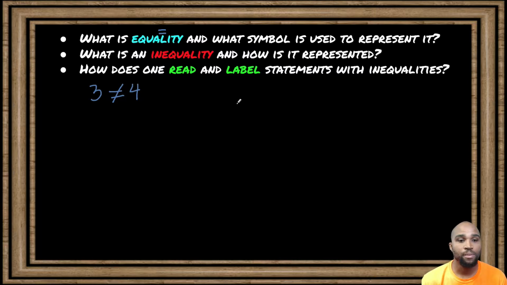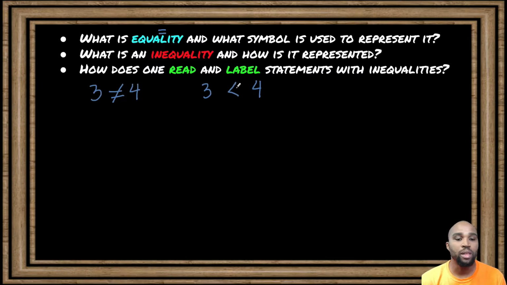Simple enough. So that's pretty basic, but sometimes you might want to show a different relationship. You may want to simply say that 3 is less than 4, or 4 is greater than 3. See, they're still not equal, but now we're talking about an inequality that shows that one has a greater value than the other. So how do you do that? In this case, we'll write a symbol that looks like this.